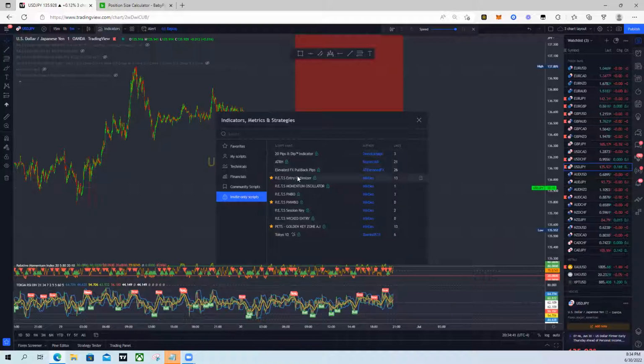Session key. And I hope some of you guys may see, but we got some other tools that's coming. We got the wicked entry. We got the session key. We got the PMWBO, the PMBO. We got the momentum oscillator and the entry optimizer, as well as the golden key. So we still are working on some added tools to just help even further in the confirmations.